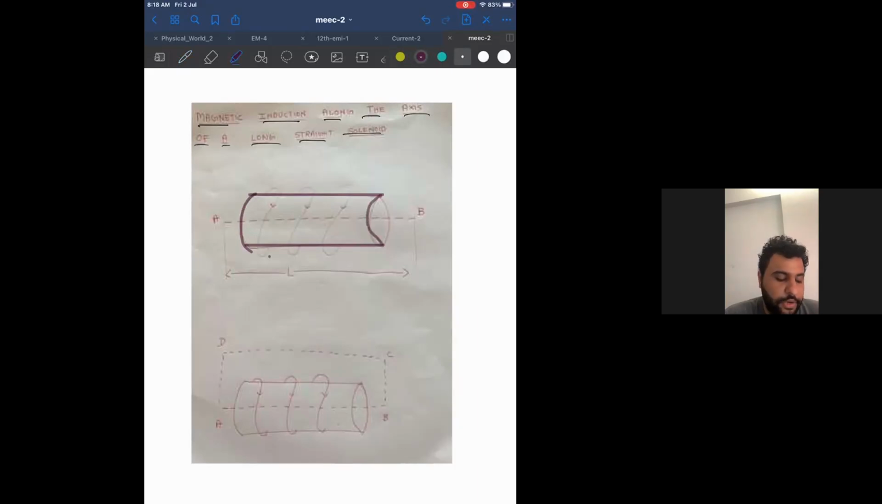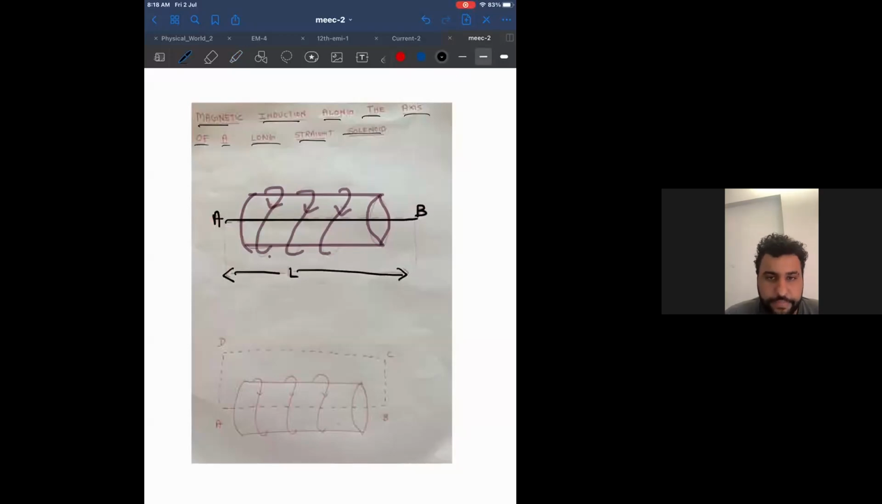Now see, this is a solenoid which has a cylindrical core. On top of this, I have n number of turns of a wire. Check where current is passing. The axis of the solenoid is over here, which is AB, and I have to find the magnetic induction along the axis of the solenoid. Let the length be L. Did you understand the diagram? Understand how a solenoid looks?